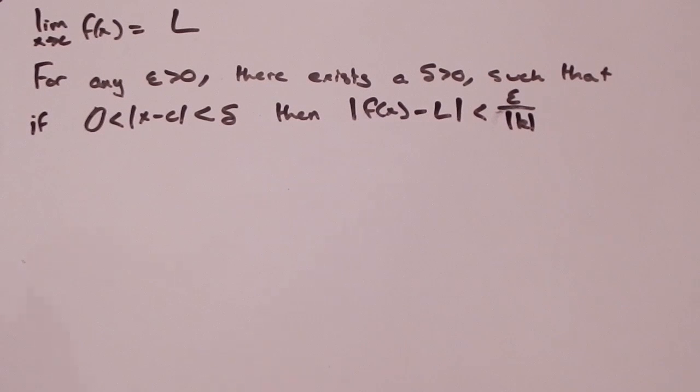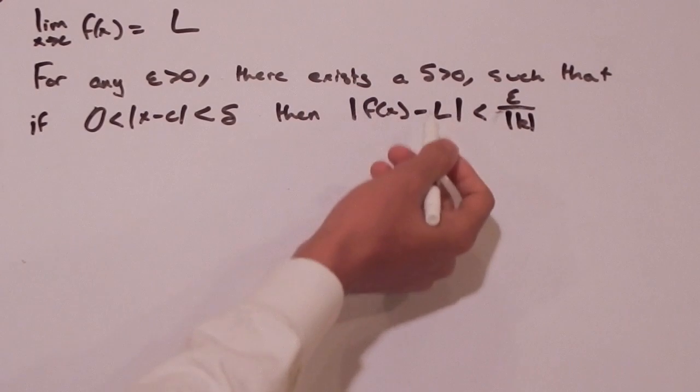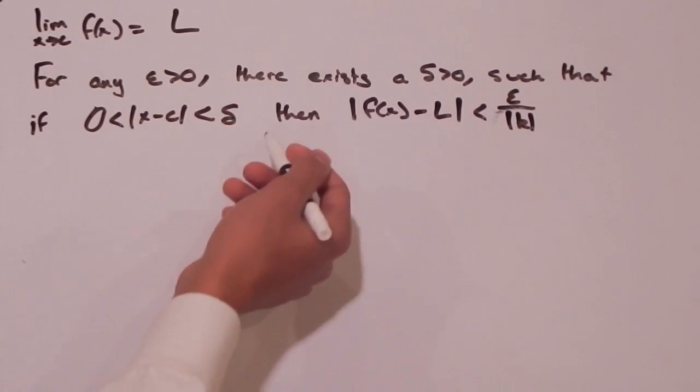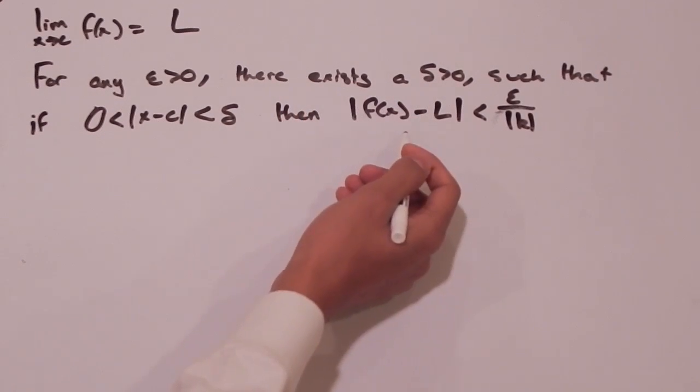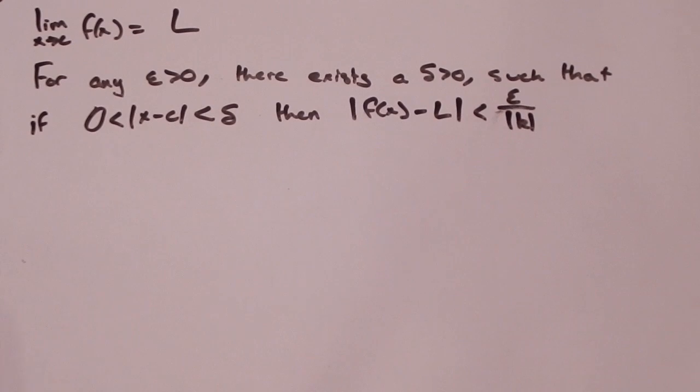If you guys remember from the definition of a limit, we said for any epsilon greater than 0, there exists a delta greater than 0, such that if 0 is less than the absolute value of x minus c is less than delta, then the absolute value of f of x minus L is less than epsilon. So why can I say that this is epsilon over the absolute value of k?